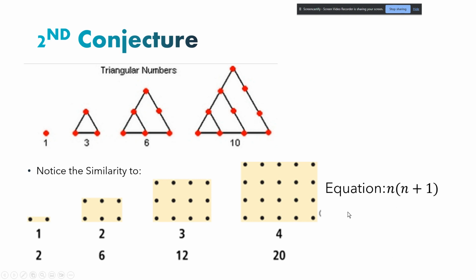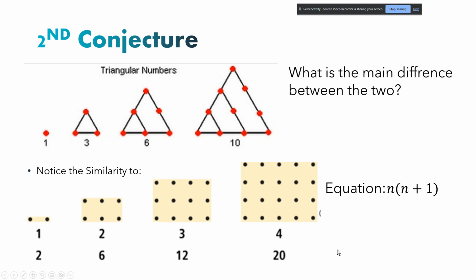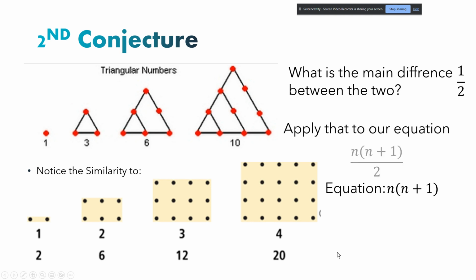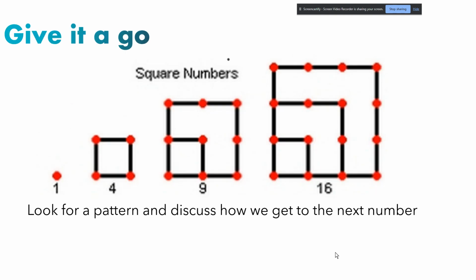So how can we modify this equation to make it so it works? 1/2. Divide everything by 2. So apply that to our equation. n times n plus 1, divided by 2. All right? Very straightforward. So give this one a go.